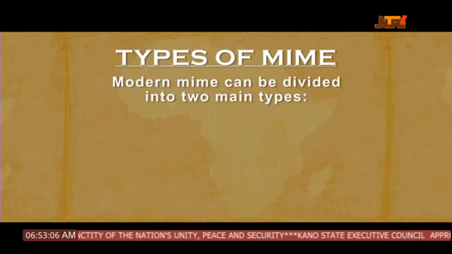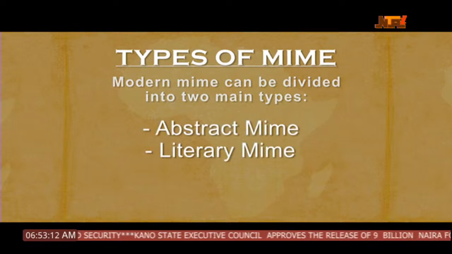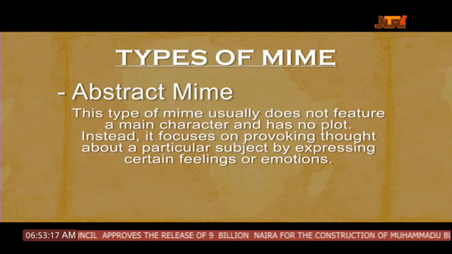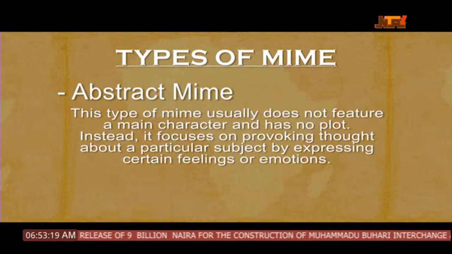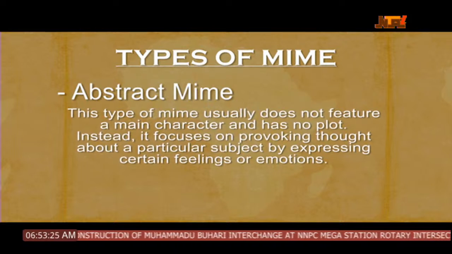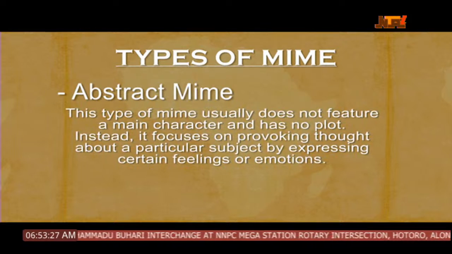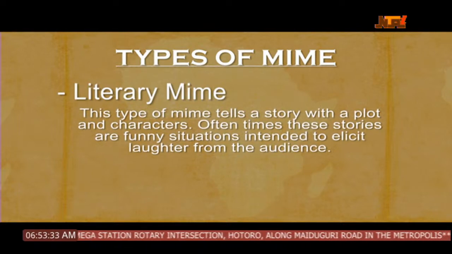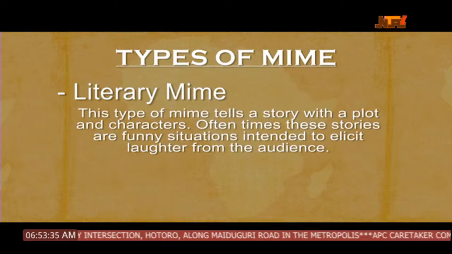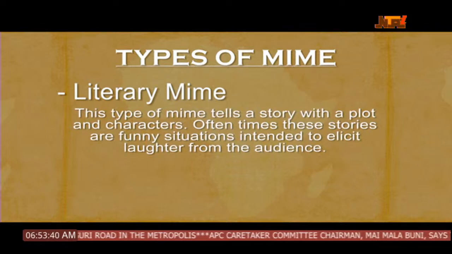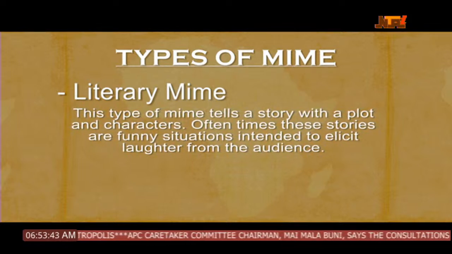Modern mime can be divided into two main types: abstract and literary mimes. Abstract mime. This type of mime usually does not feature a main character and has no plot. Instead, it focuses on provoking thoughts about a particular subject by expressing certain feelings or emotions. Literary mime. This type of mime tells a story with a plot and characters. Oftentimes, these stories are funny situations intended to elicit laughter from the audience.